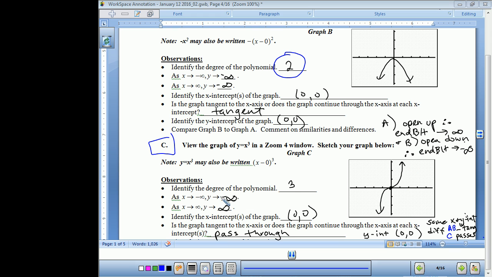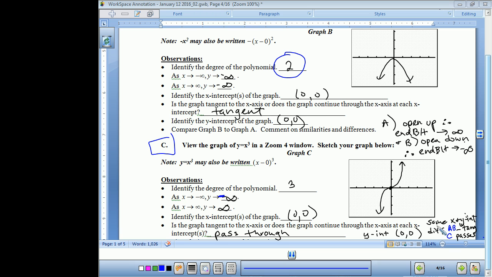So as x approaches negative infinity, y also approaches negative infinity. And as x approaches positive infinity, y approaches positive infinity. The x and y intercepts were both at 0, 0. But this time it passed through. So this factor was raised to an odd power and it passed through. When the factor was raised to an even power, what happened? It was tangent. It bounced back. So that was one of the things we went over yesterday quickly in part K.